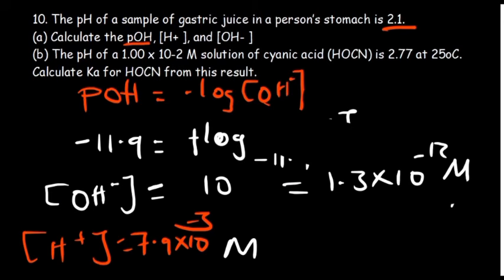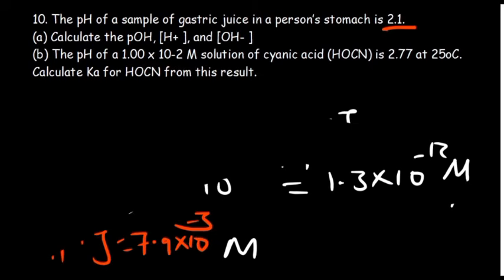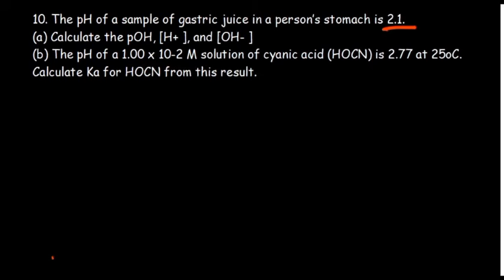Part B says the pH of a 1.0 times 10 to the power negative 2 molar solution of cyanic acid is 2.77 at 25 degrees Celsius. Calculate the Ka. It's a different, standalone question. We've been given cyanic acid, which is HOCN, and its pH of 2.77. Calculate Ka for that.